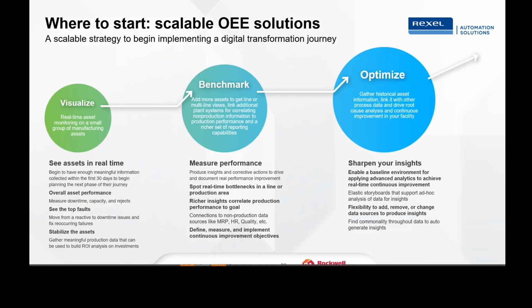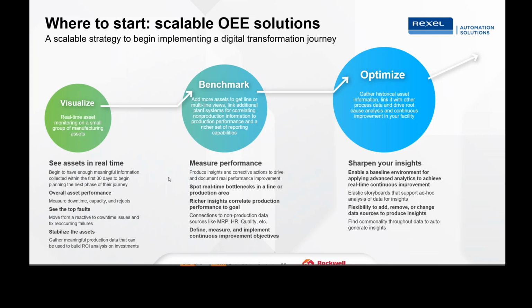So here's a scalable solution. We call it scalable OEE today. So these 3 phases, visualize, benchmark, and optimize, are 3 paths you can follow. With visualize, really it's getting FactoryTalk Metrics installed and configured to help you begin logging the data to SQL and really start to move from a reactive downtime issue to being more proactive, to fix what's causing the issues.